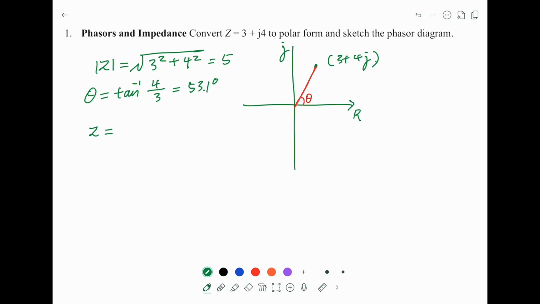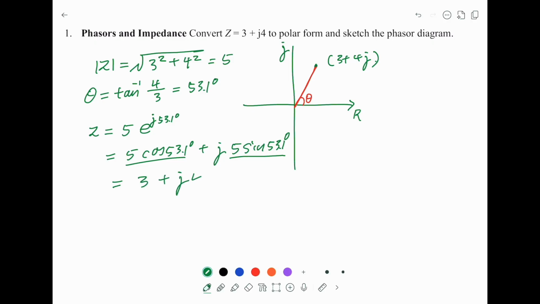Its amplitude is 5 exponential j 53.1 degree. We can now use Euler formula, and this becomes 5 cosine 53.1 degree plus j 5 sine 53.1 degree. If you plug these two numbers into your calculator, you will find this equal to 3 plus 4j.